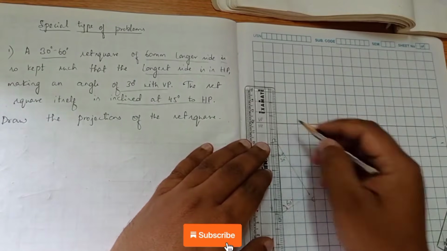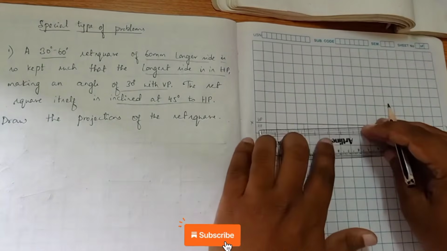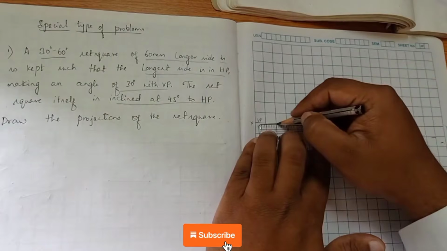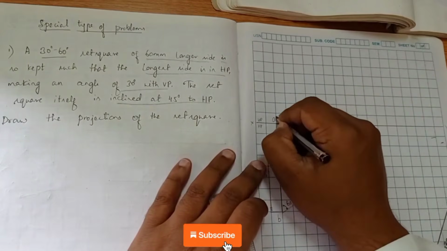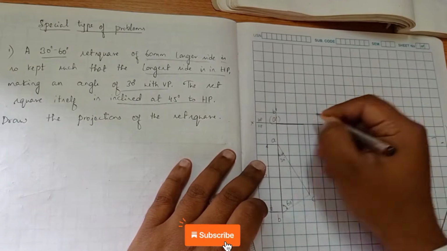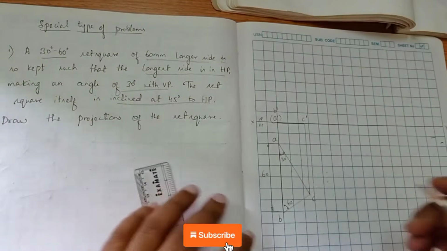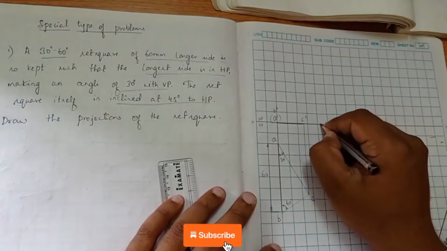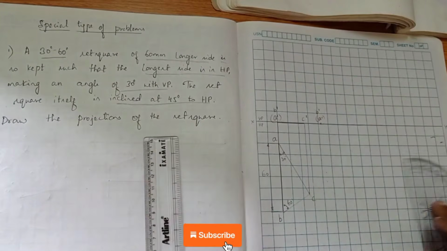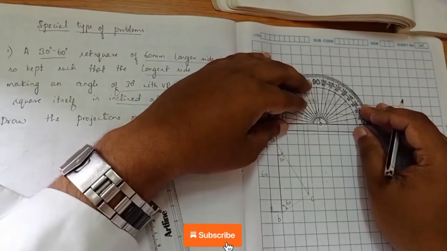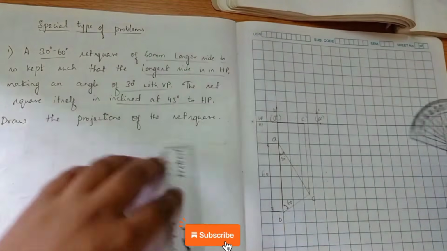To project it, to complete the front view, it is A dash within bracket, B dash, C dash. Now the angle of inclination to HP is 45 degree. So that is A dash, B dash we have taken. The angle, how much is it? 45. So mark for 45 degree.